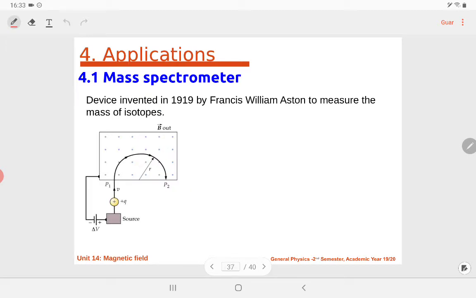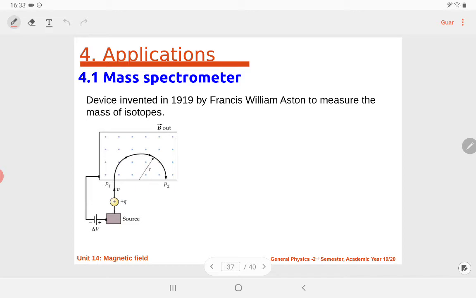The second application I wanted to explain is the mass spectrometer. This mass spectrometer is a device invented in 1919 by Francis William Aston to measure the mass of isotopes. If you remember, an isotope is an atomic variant of a chemical element in which the number of neutrons is different. Okay, it has the same number of protons, and this means the same charge, but the number of neutrons is different. So the masses of the isotopes are different, but their charge is the same.